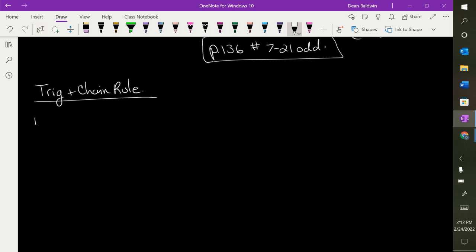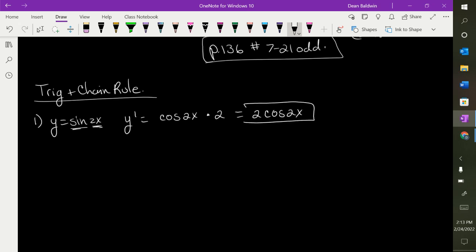We'll start with a simple one. Y is equal to sine 2x. Okay. The outside function is sine. The inside is 2x. So y prime is going to be the derivative of the outside. What's the derivative of sine? It is cosine of 2x times the inside derivative. What's the derivative of 2x? It is 2. That looks gross, so we tend to write the 2 at the front. So we would just write 2 cos 2x. And that's it.